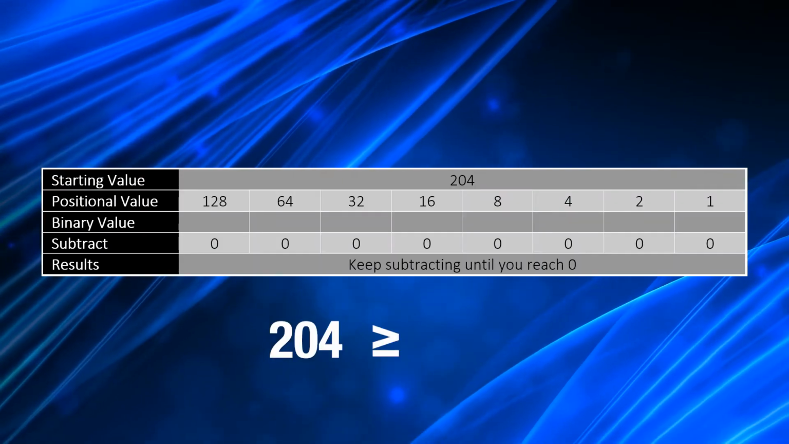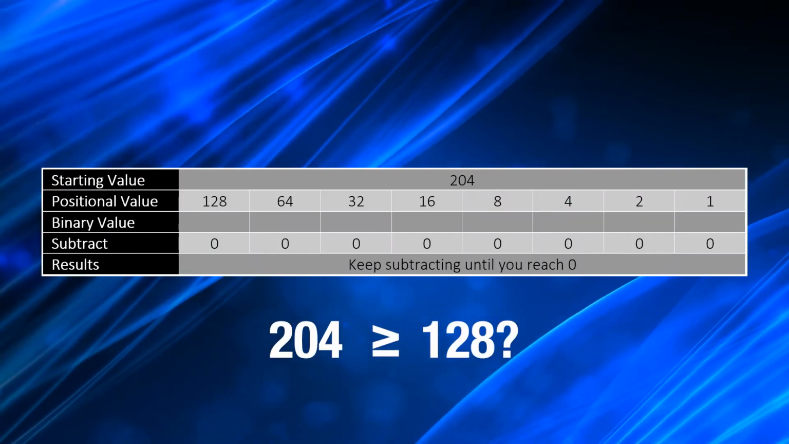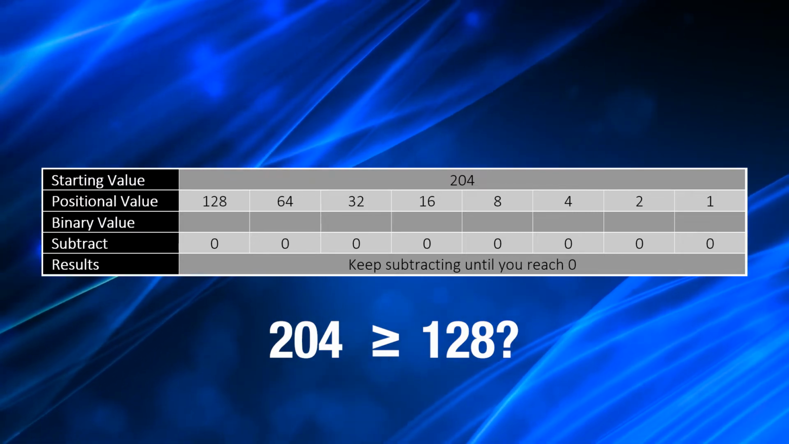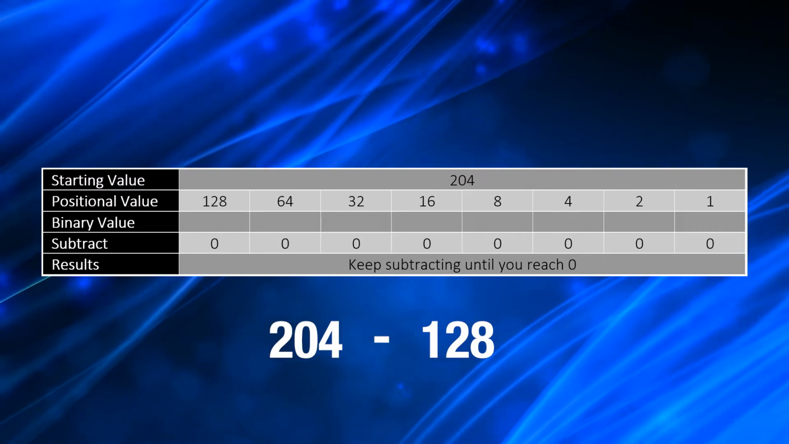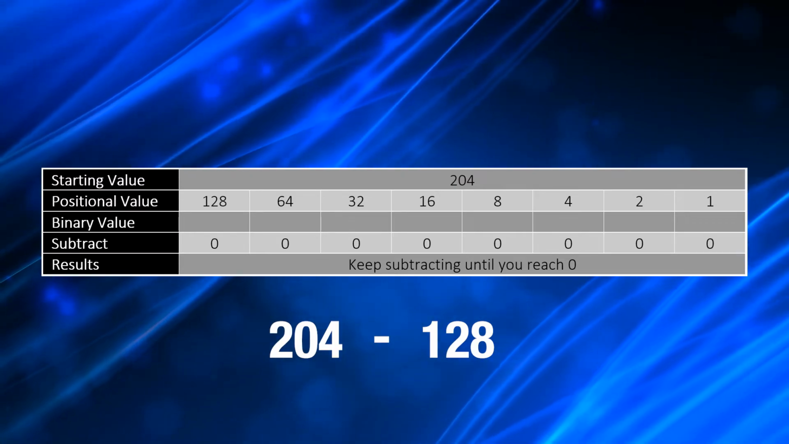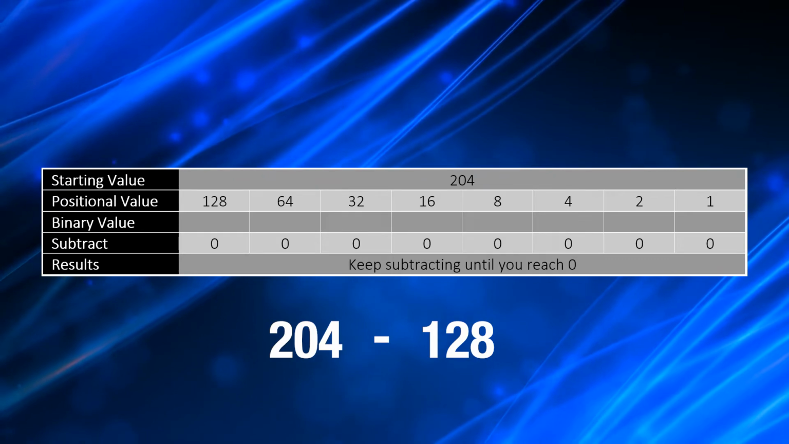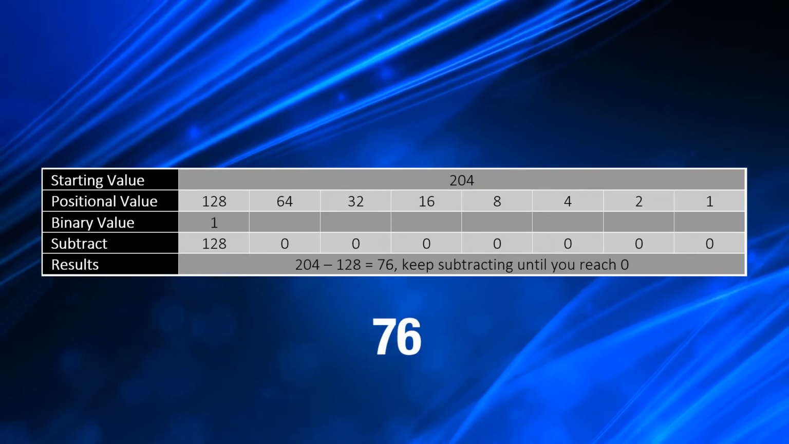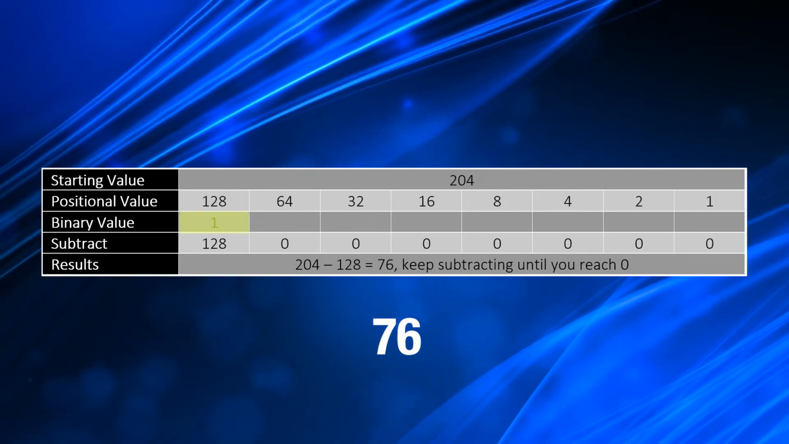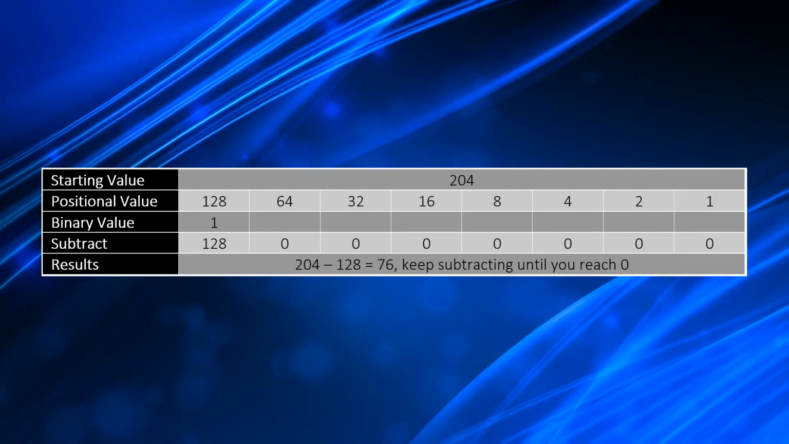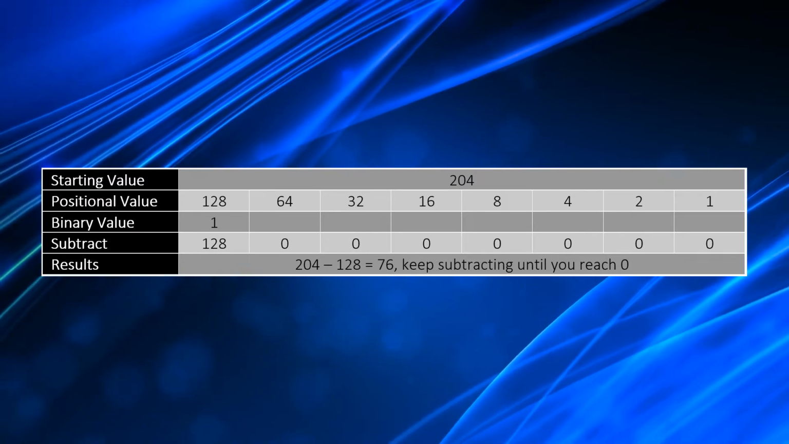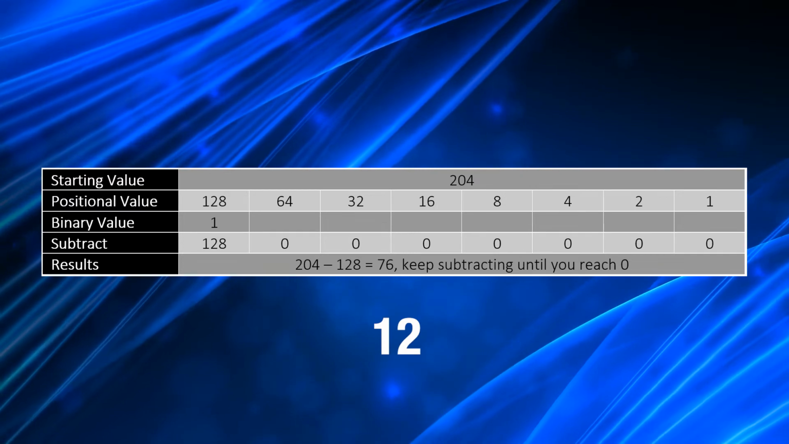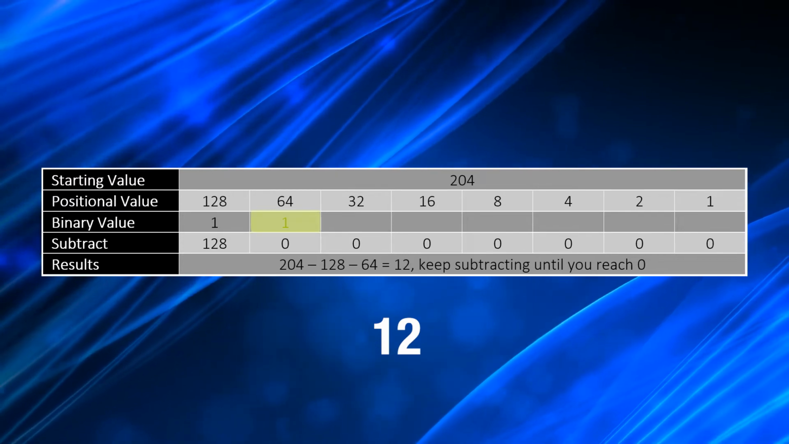Is 204 greater than or equal to 128? It is. Now what? Well, since it is greater than or equal to, we have to subtract the number. Our number we're subtracting is 128. So after subtracting 128 from 204, we have 76. From here, we can fill in this value and then move on to our next one. Is 76 greater than or equal to 64? It is. So, we subtract 64 from 76 and get 12. We can fill in this value and then move on.